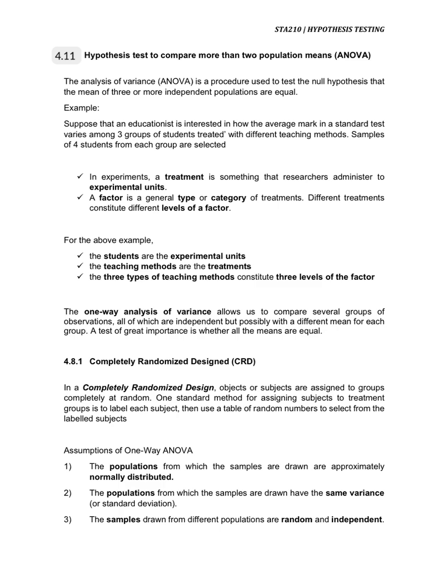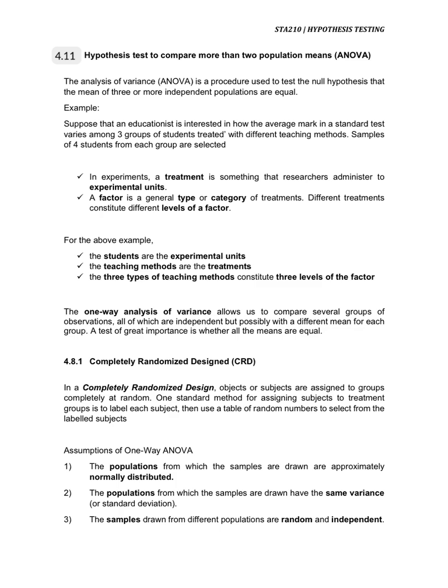The analysis of variance, also known as ANOVA, is a procedure used to test the null hypothesis that the means of three or more independent populations are equal or not. So the purpose is we want to test whether the population means are equal or not. For example, suppose that an educationist is interested in how the average mark in a standard test varies among three groups of students treated with different teaching methods. A sample of 4 students from each group is selected.